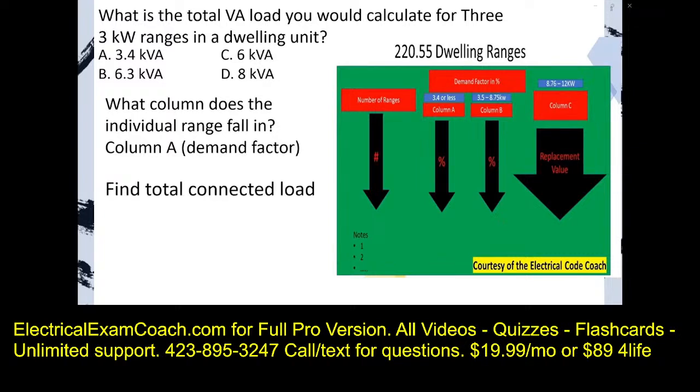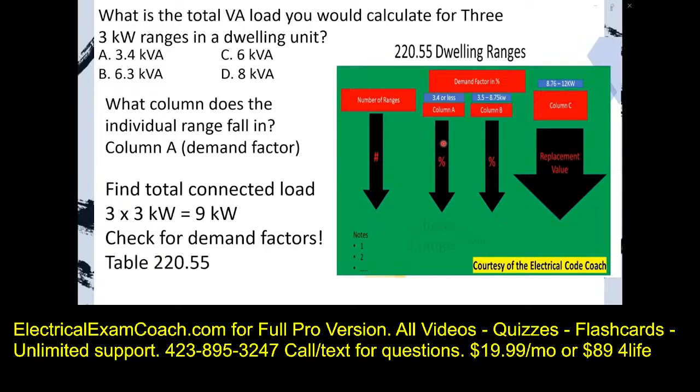First, find our total connected load. We take our 3 multiplied by 3 kW, and that equals 9 kW. Now we check for demand factors. We're going to start on our left-hand side of the table. We're going to find our number of ranges. Then we're going to come over and find our demand factor. And we find that the demand factor for 3 ranges in column A is 70%. Now, all we have to do is multiply. We take our 9 kW multiplied by our demand factor. That gives us our new reduced load, and we're going to select B.